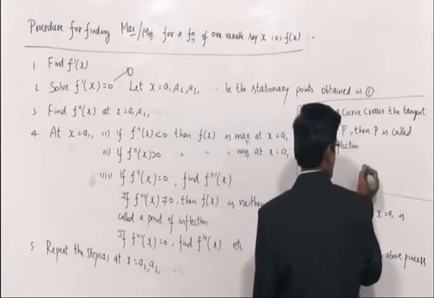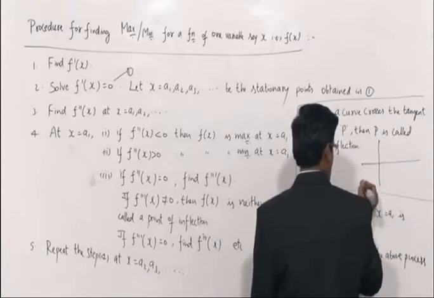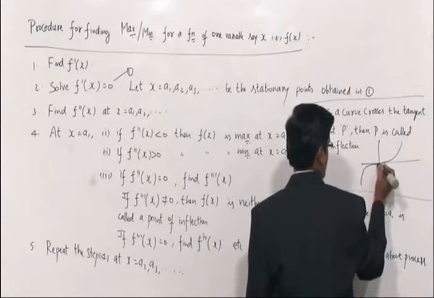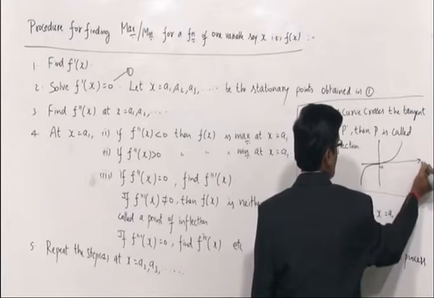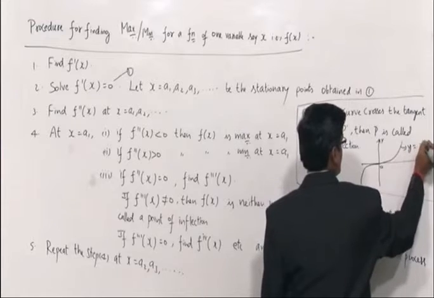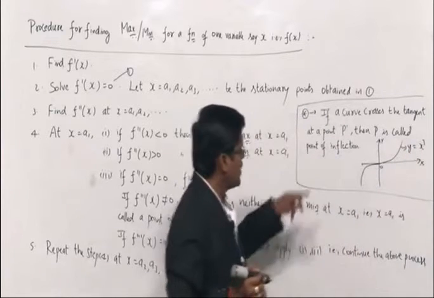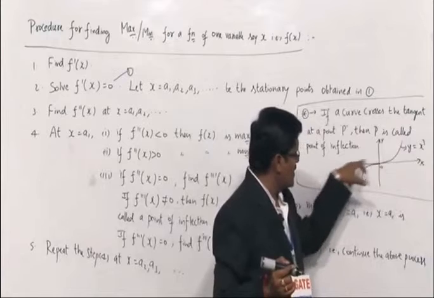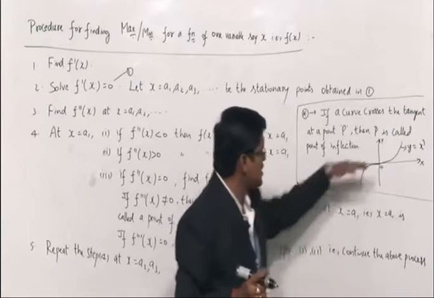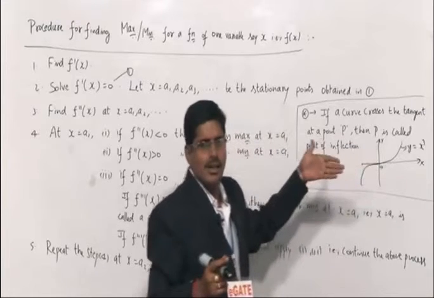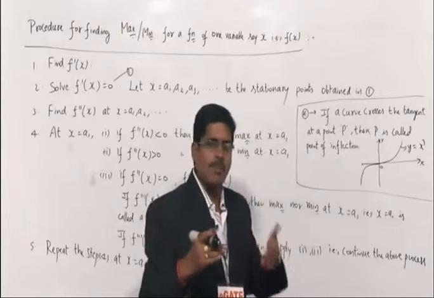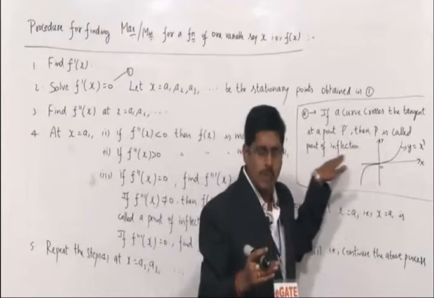Just see. This is the rough example of the graph of y is equal to x cube. At 0, the curve crosses the tangent, that is the x-axis, at itself. That is, at 0 we cannot say whether it is maximum or minimum. Whenever a curve crosses the tangent at a point P itself, then P is called point of inflection. That is neither maximum nor minimum, point of inflection.